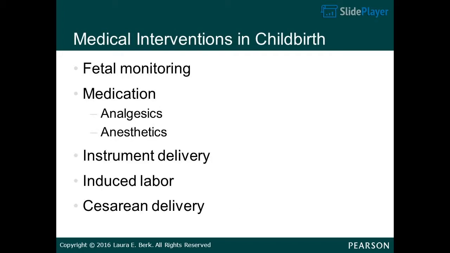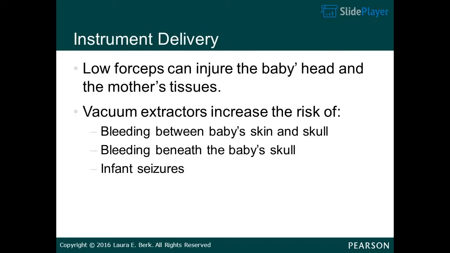Medical interventions in childbirth: fetal monitoring, medication, analgesics, anesthetics, induced labor, caesarean delivery, instrument delivery. Low forceps can injure the baby's head and the mother's tissues. Vacuum extractors increase the risk of bleeding between the baby's skin and skull, bleeding beneath the baby's skull, and infant seizures.